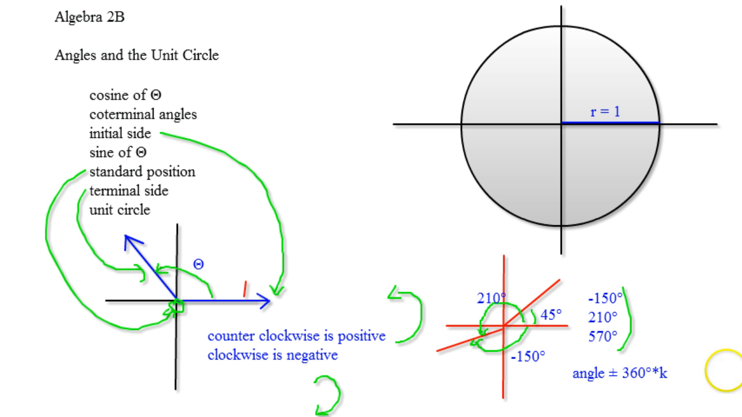Alright, so now that we've talked about coterminal angles, we're going to actually talk about points on the unit circle. Now here's the cool thing. As long as you know the angle you've drawn, you can actually find the point. And here's the cool part, this point is going to be the cosine of theta, the sine of theta.